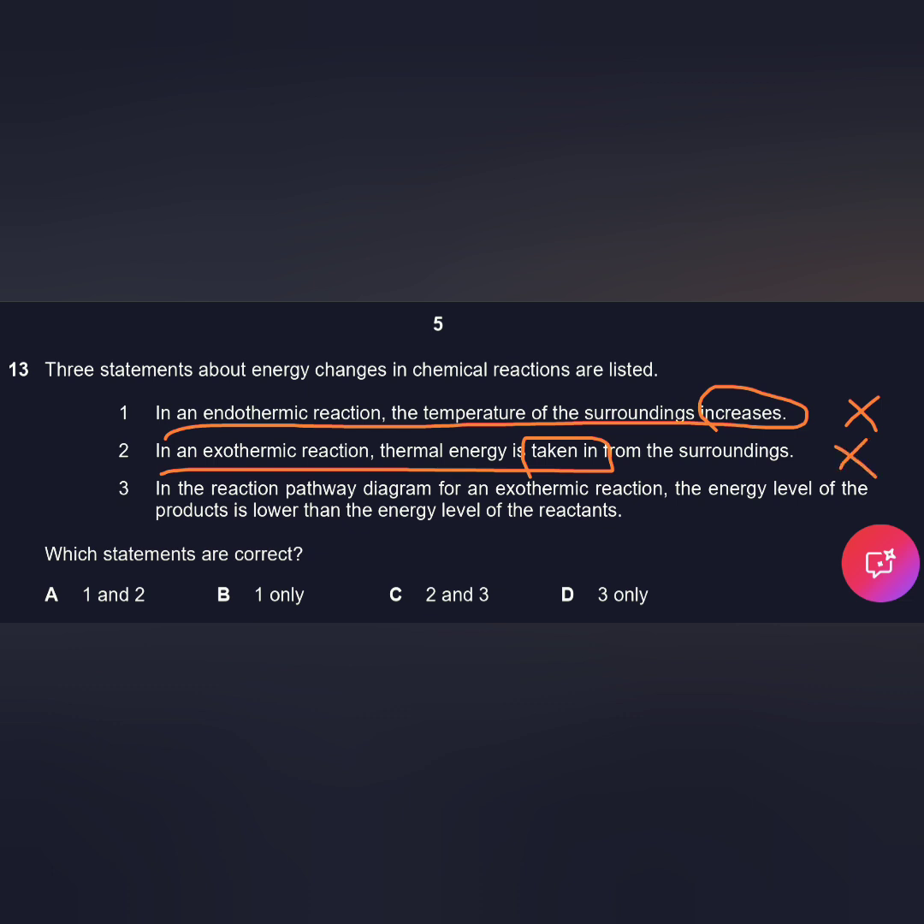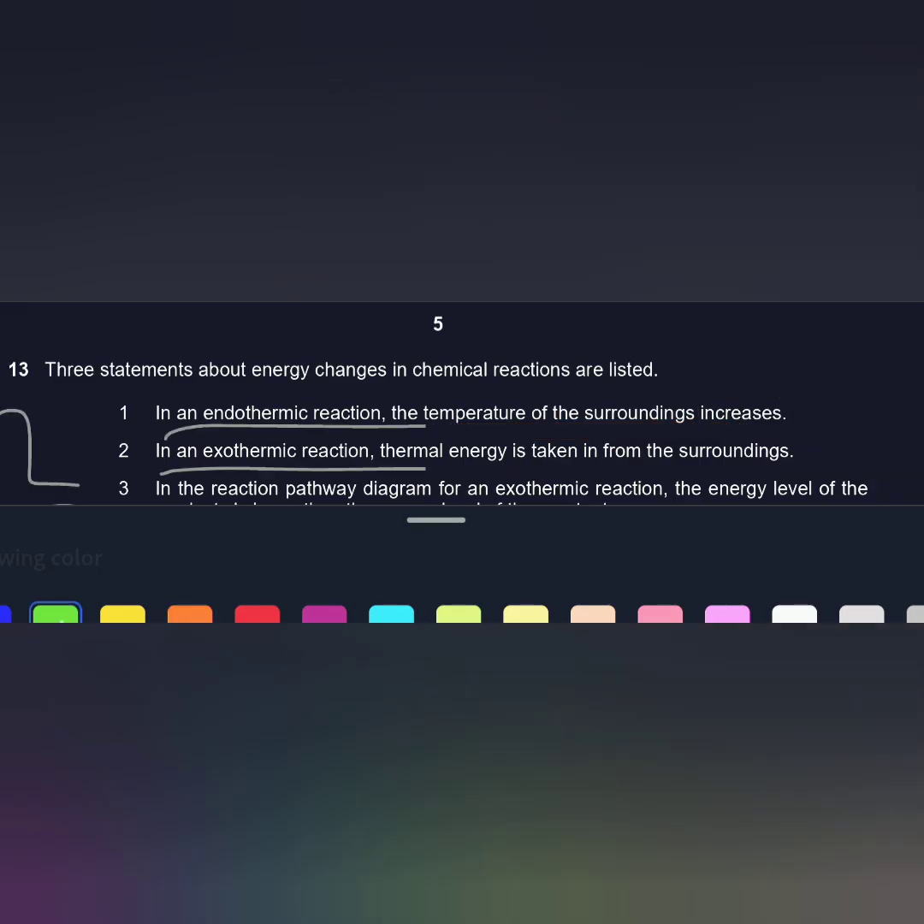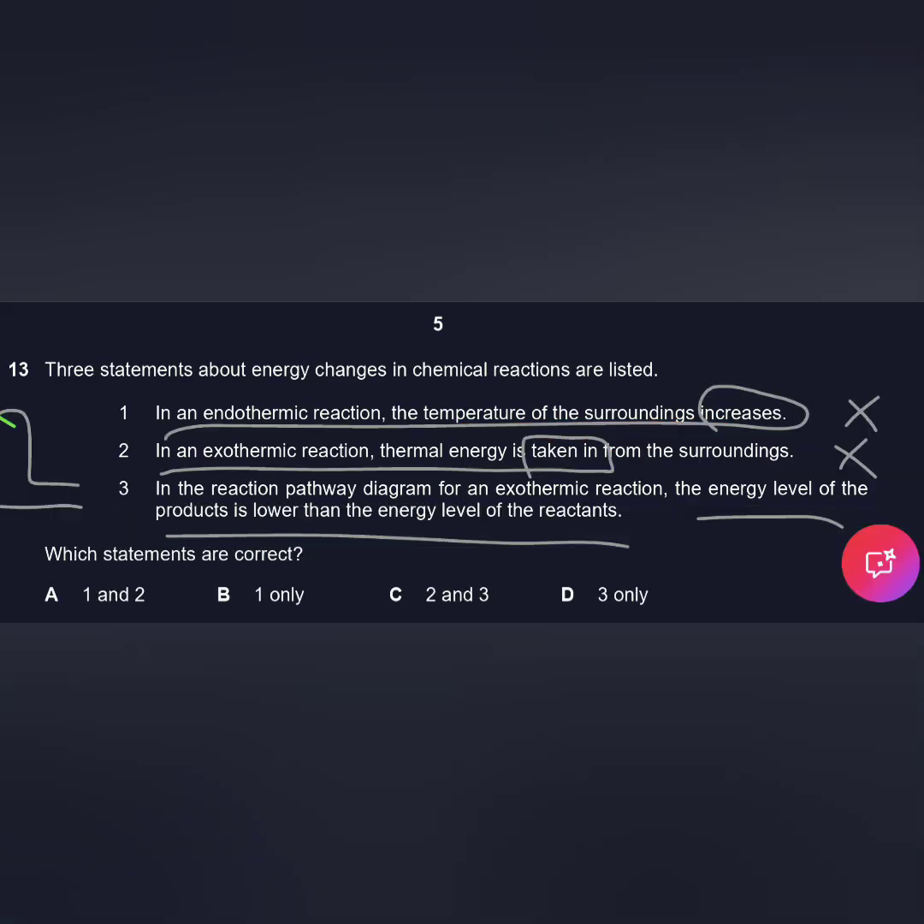In the reaction pathway diagram for an exothermic reaction, the energy level of the products is lower than the energy level of the reactants. Yes, that's true, because whenever we make an energy profile diagram for an exothermic reaction, the energy level of the reactants is always higher as compared to the energy level of the products. And excess energy is always given out to the surroundings as heat. So option D is correct.